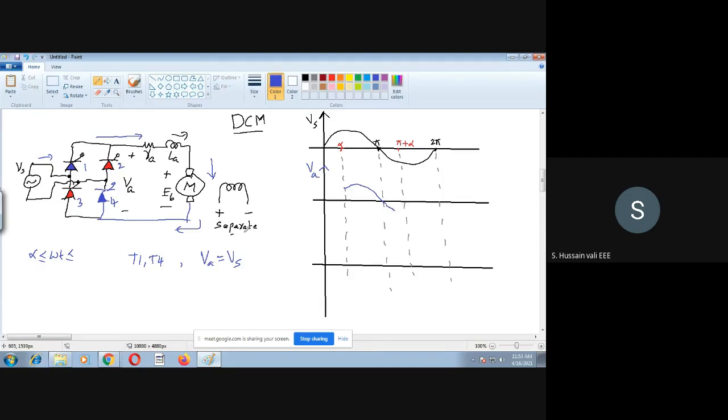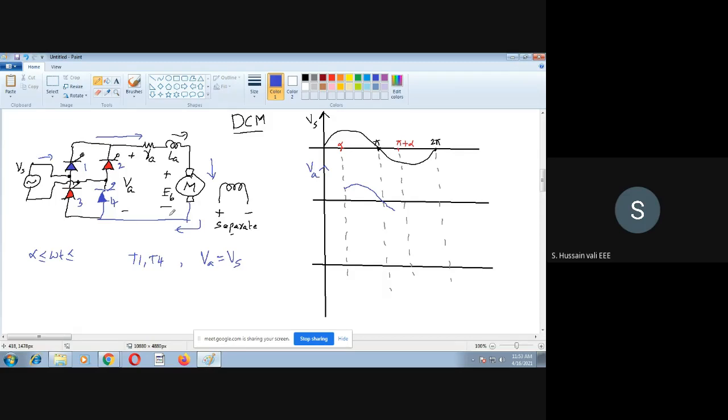Okay, now this extension, the blue line extension or this conduction, is not till pi plus alpha this time. Why it is not pi plus alpha this time is that we have taken discontinuous conduction mode. Discontinuous conduction mode in the sense that the current will be zero before pi plus alpha only. So before pi plus alpha, the current in the motor will be zero at a certain instant.